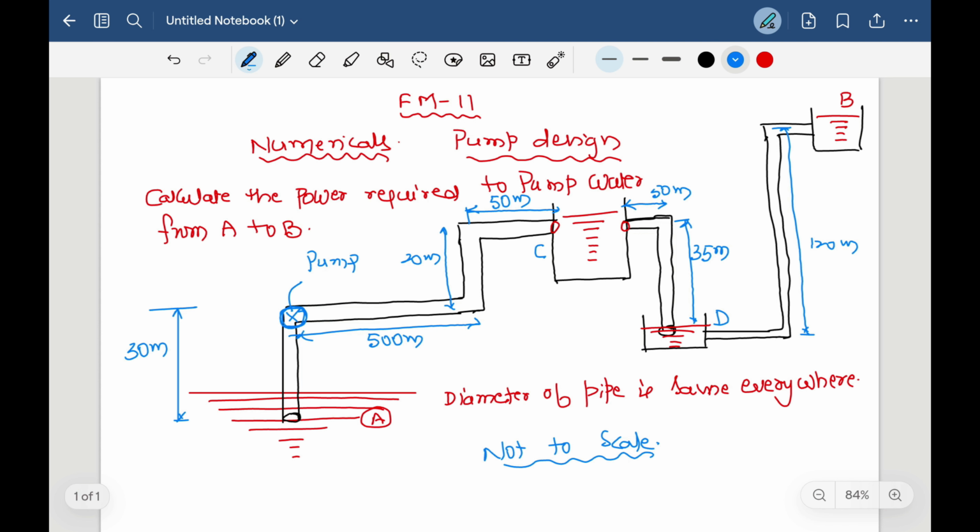Water flowed. Now, this distance also we require. This distance, let us say, 100 meters.